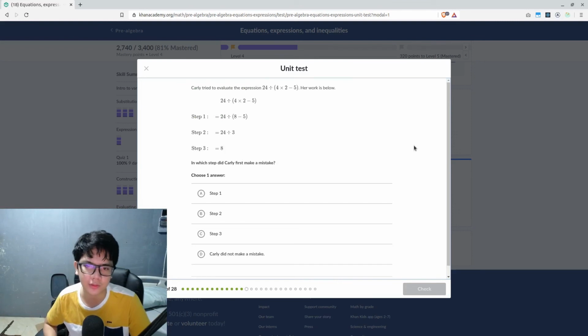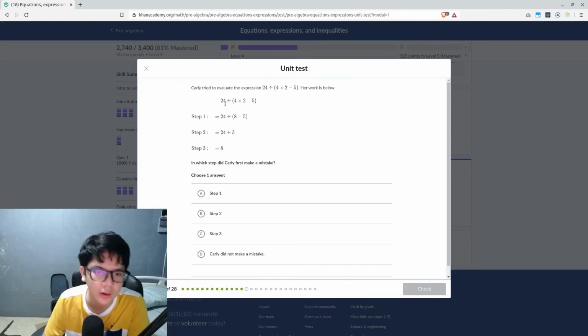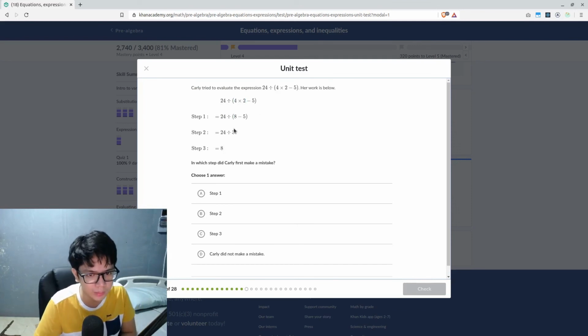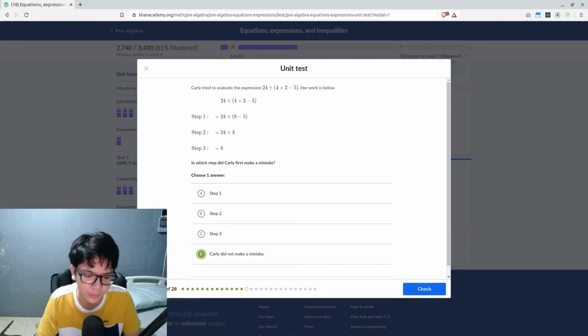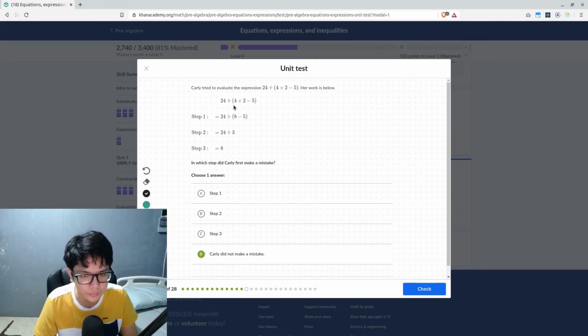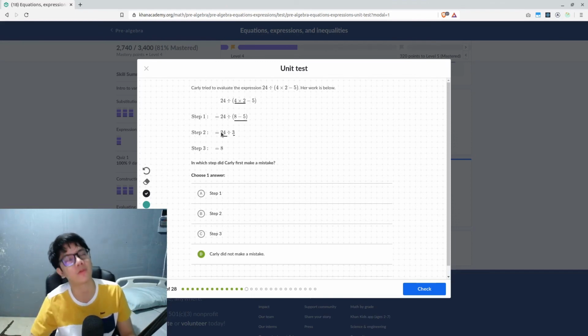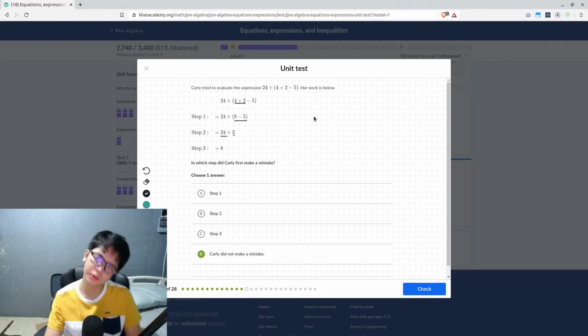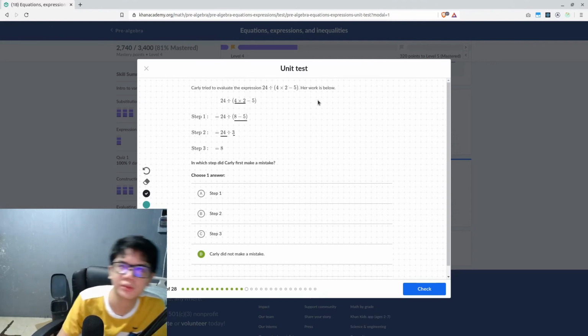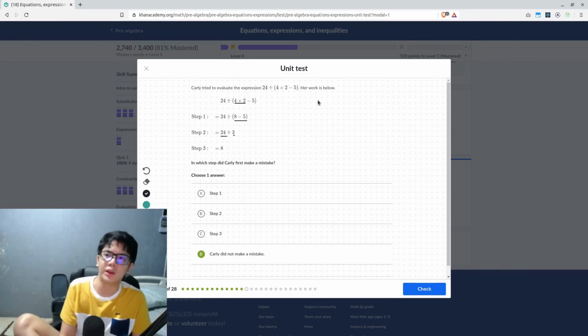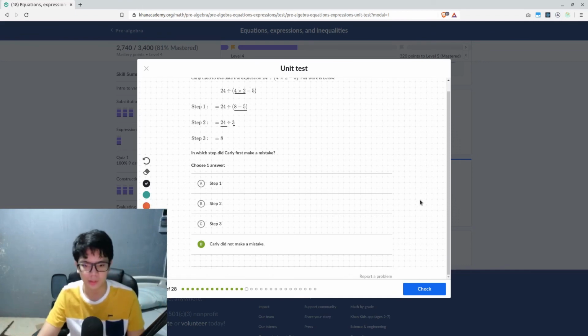Carter tried to evaluate the expression. We should find the first mistake. Okay, 24 divided by 8, but 4 times 8 minus 5 is 3. Wow, we didn't make a mistake. Carter is pretty good. It's going to be 8. 24 divided by 3 is 8. 16 plus 8. Yeah, it makes sense. You did not make a mistake.